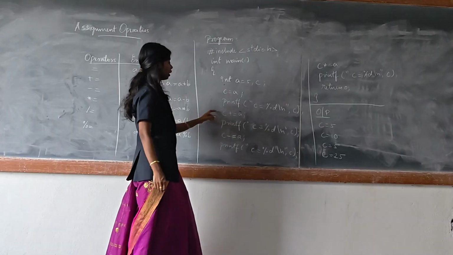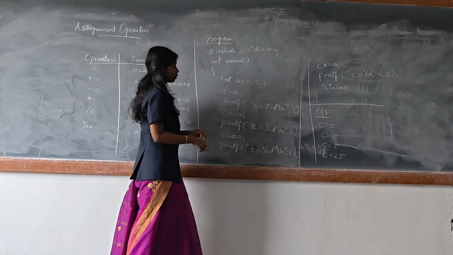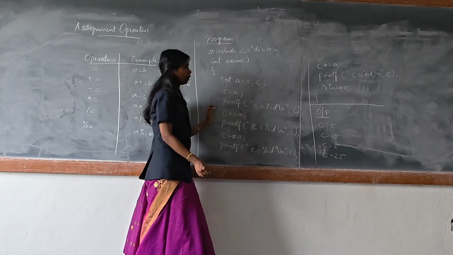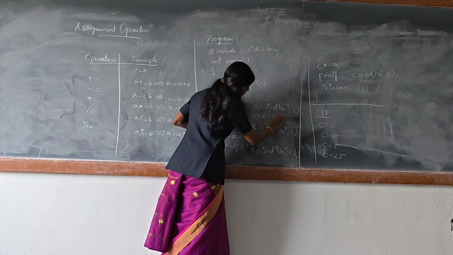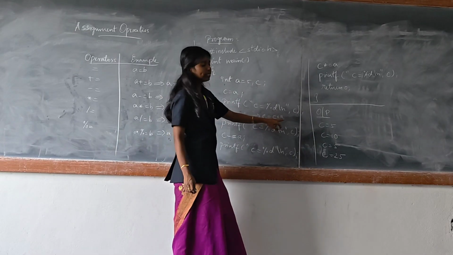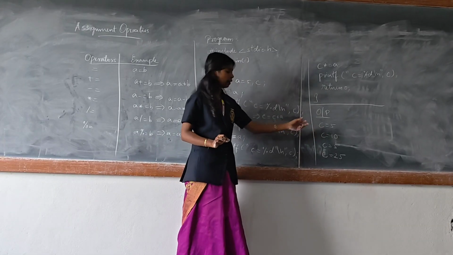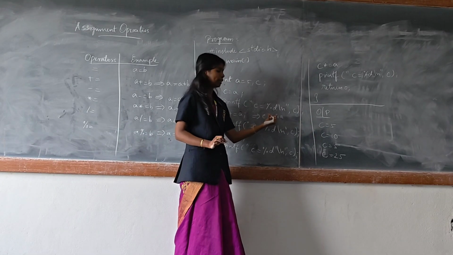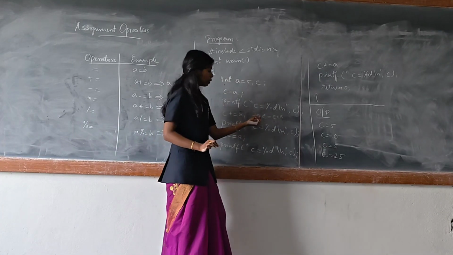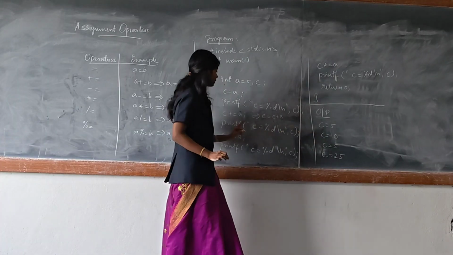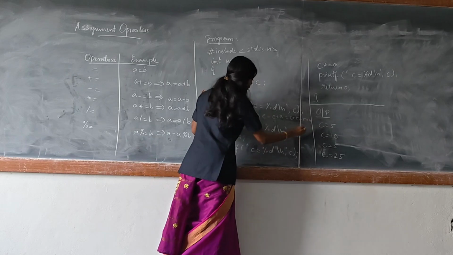Next I have assigned C plus equal to A, which means C equal to C plus A, right? What's the value of A? 5. And what's the value of C? It's also 5, right? So 5 plus 5 equal to 10. The value 10 is assigned to C. Now I am going to print the C value. Now the C value is 10, which means C equal to 5 plus 5, which is equal to 10.